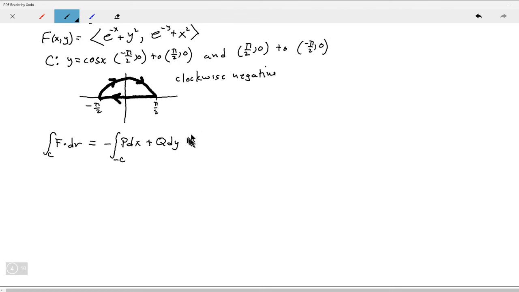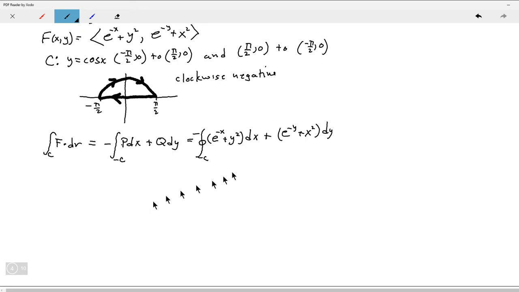All right, so I end up here with, again, the negative, and down here, negative C. And this is going to be P, which is e to the negative x plus y squared dx, plus Q, which is e to the negative y plus x squared dy. All right, so I can write it that way, and once I write it that way, I have a positively oriented curve. So I've got the line integral going the way that I need it to go.